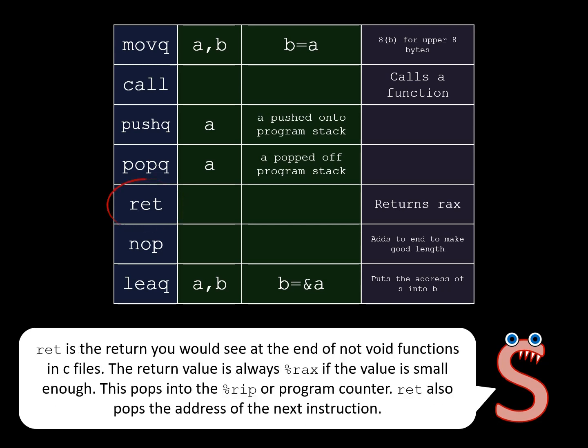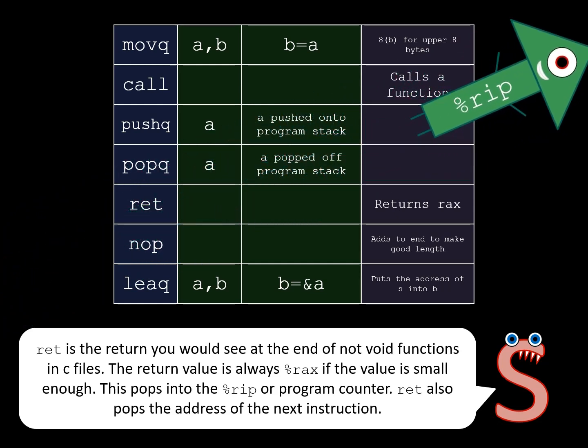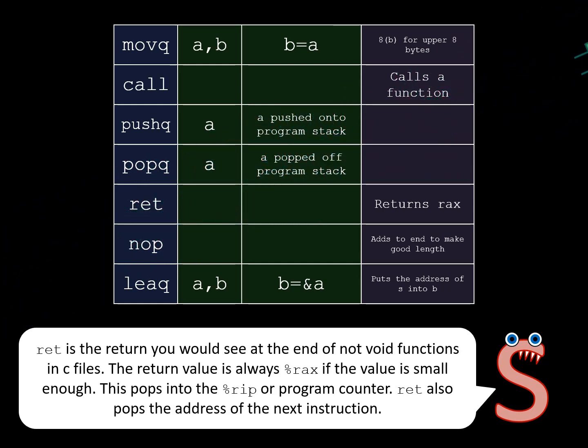Ret is the return you would see at the end of non-void functions in C files. The return value is always %RAX if the value is small enough. This pops into the %RIP or program counter. Ret also pops the address of the next instruction.